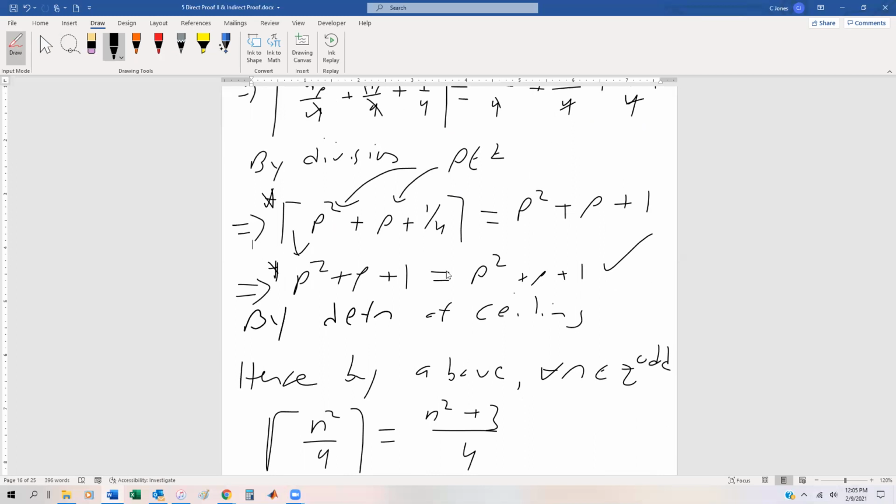All right, so we're all done with floor and ceiling, and then the last topic in this section is going to be indirect proof, proof by contradiction, and proof by contraposition.